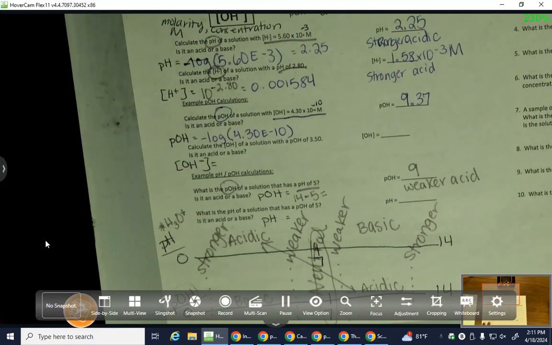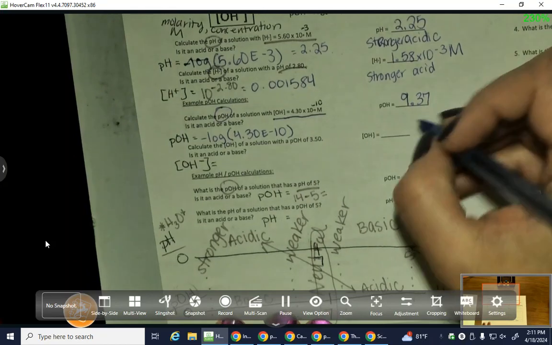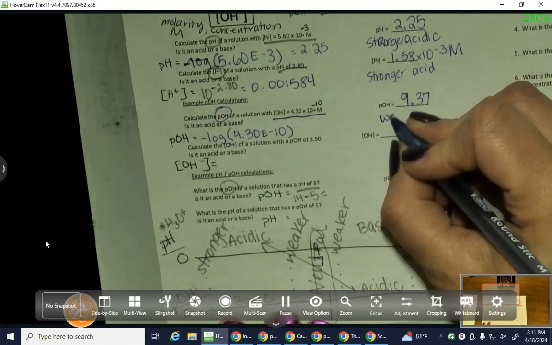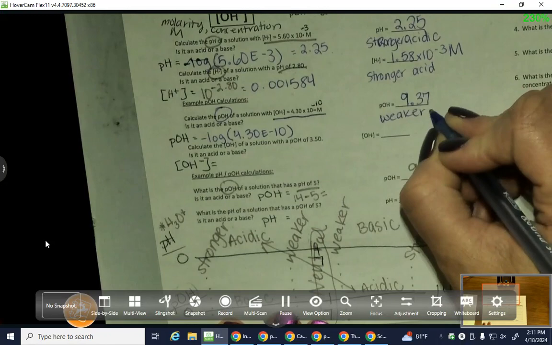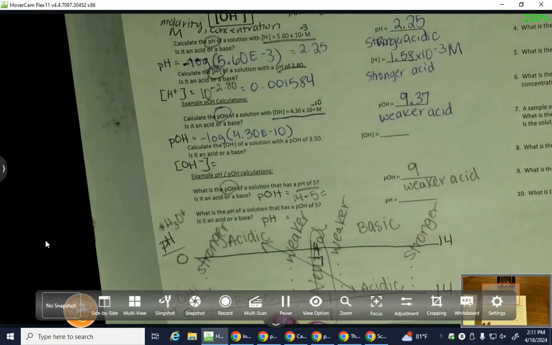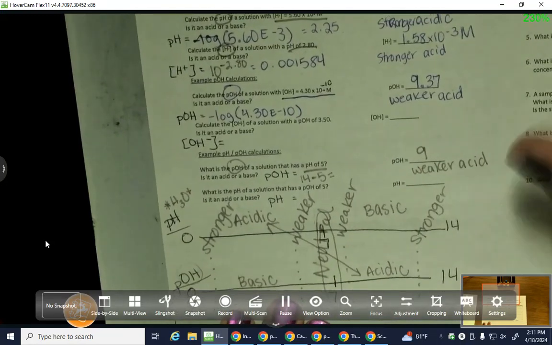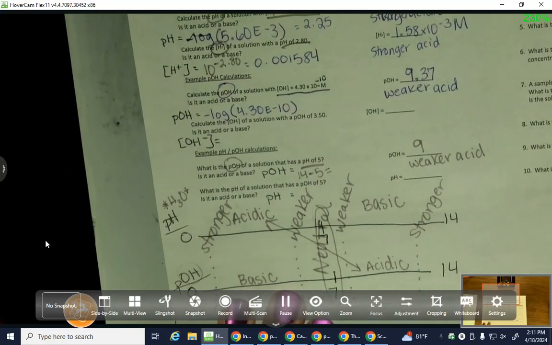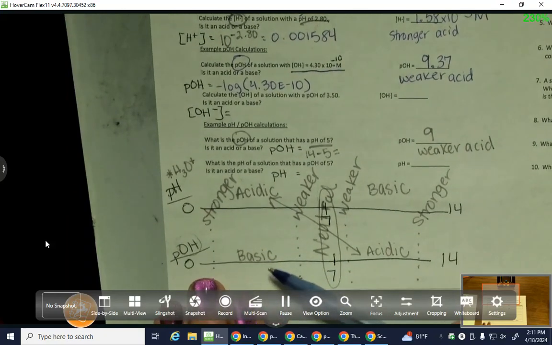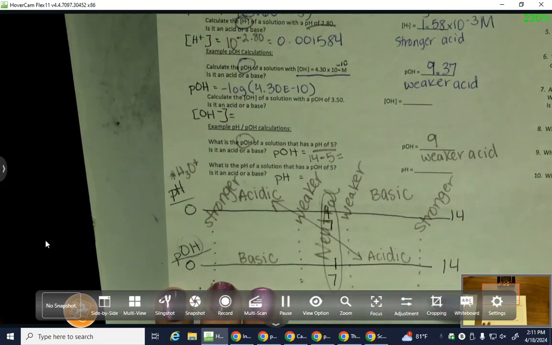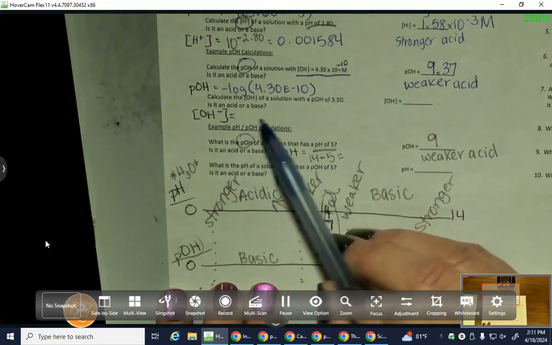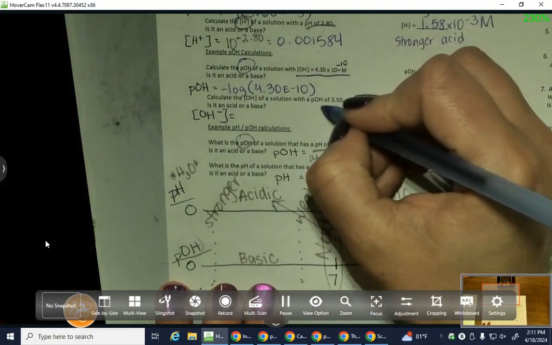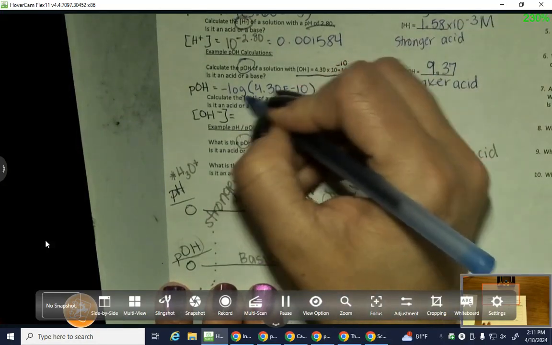All right, 9.37, and is that an acid or a base? That is an acid. Is it a strong acid or a weaker acid? This is weaker acid. So, big thing to remember on this, it was pOH, which means you can't look at the pH scale. You have to look at the pOH scale, okay? All right, so here, calculate the OH concentration of a solution with a pOH of 3.5.